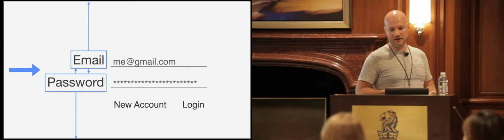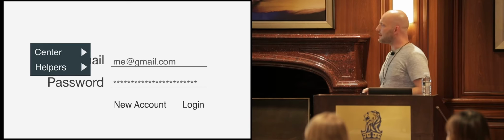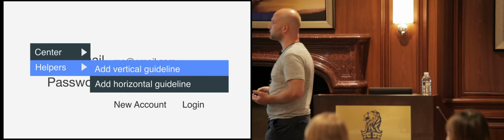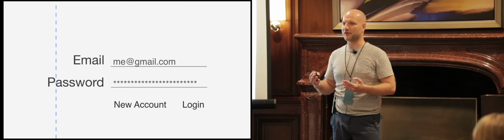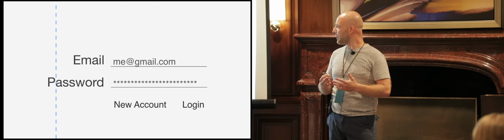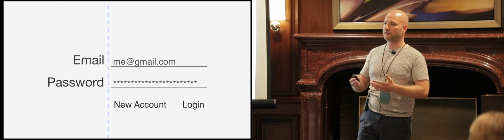What I can do instead is use a helper. This is in another context menu. So I can add a vertical guideline. And what a guideline is, it's basically just another edge of the screen, is the way to think about it. So it's a line that I can put anywhere on the screen by a percentage of the screen. And it's an anchor for constraints.